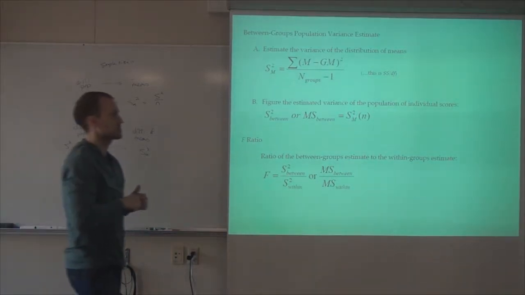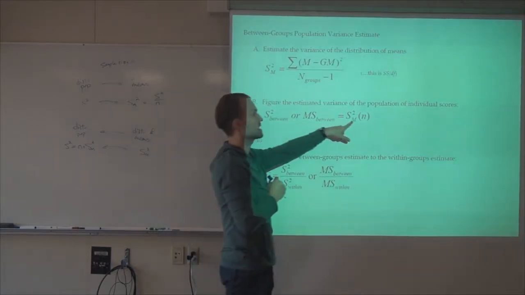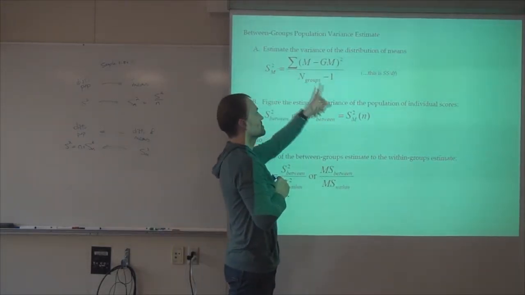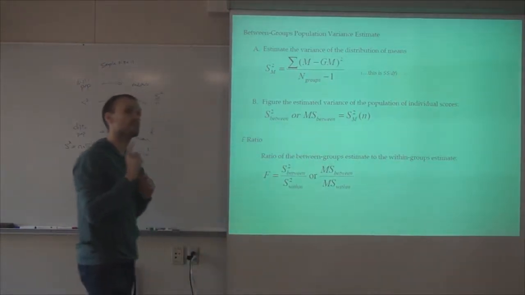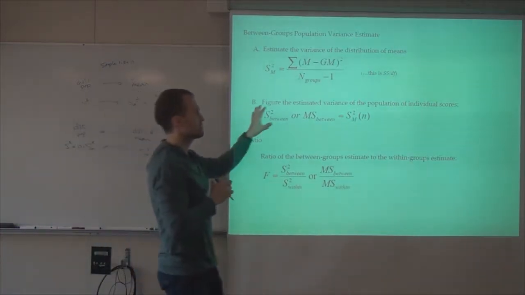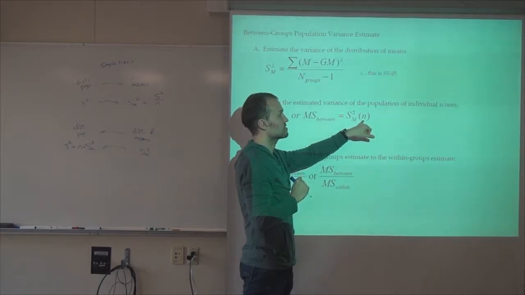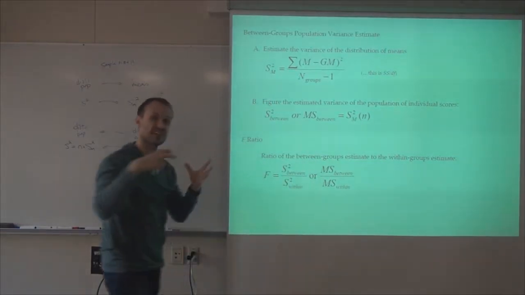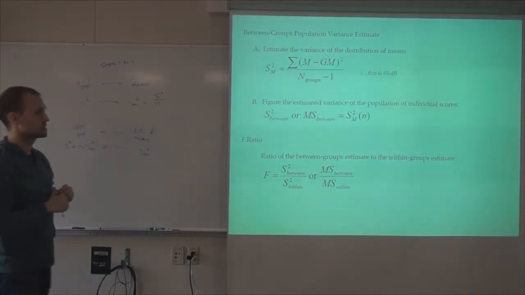And that is where this comes from. So this is now going to be my population variance estimate by looking at the between groups estimate. I take the variance of the means here and I multiply it by the sample size, my original sample size. That's another reason why for now we're just looking at the sample sizes being the same, so that this formula just stays as simple as possible.